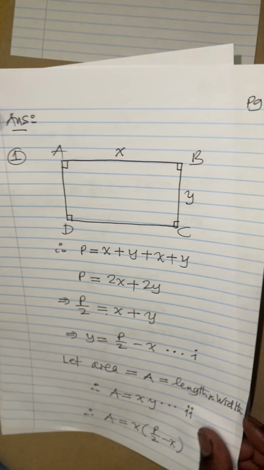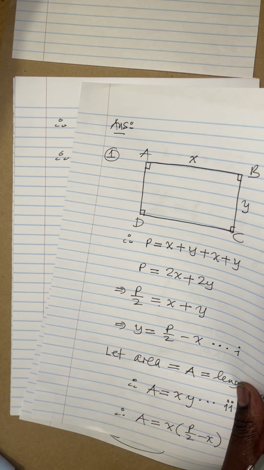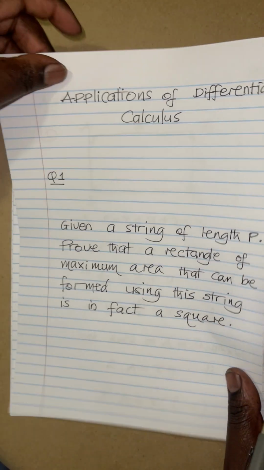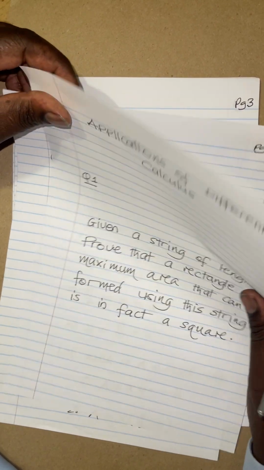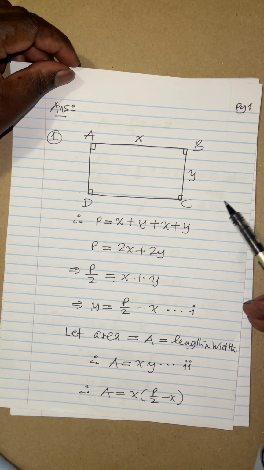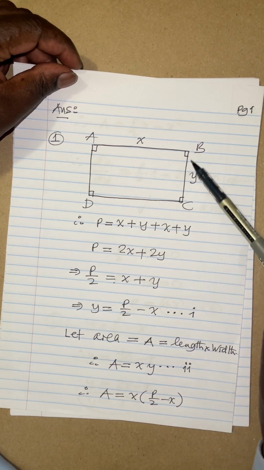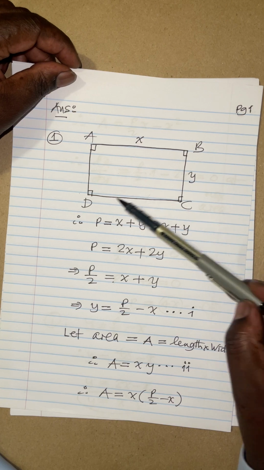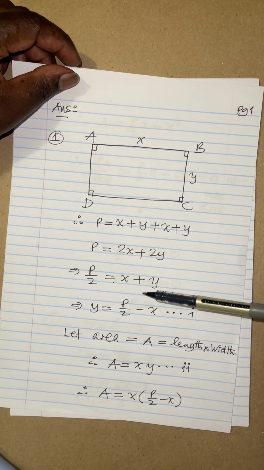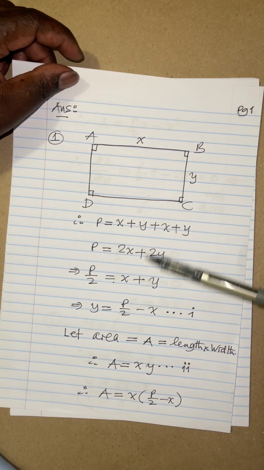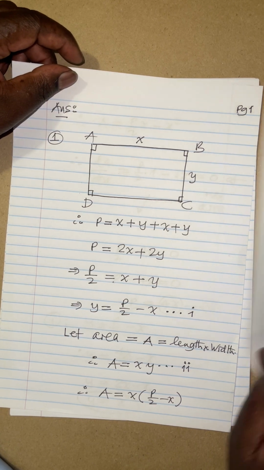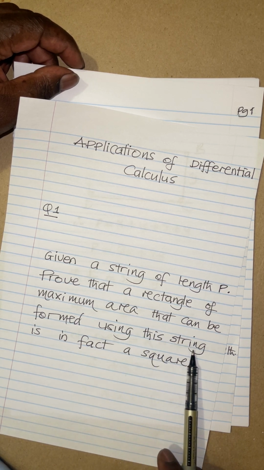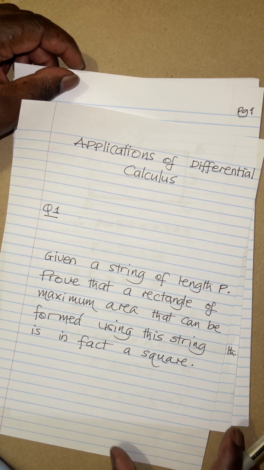Remember where we're coming from? We're coming from the fact that the string given is of length p, and therefore p is a constant. So we sketch a rectangle, and we're told that the string out of which this rectangle is made has length p. So we add the sides, equate that to p, and then make one of the unknowns the subject of the formula, and then go to area. The question talks about area as well. Here it says, prove that a rectangle of maximum area that can be formed using this string is in fact a square. So we are interested in area as well.